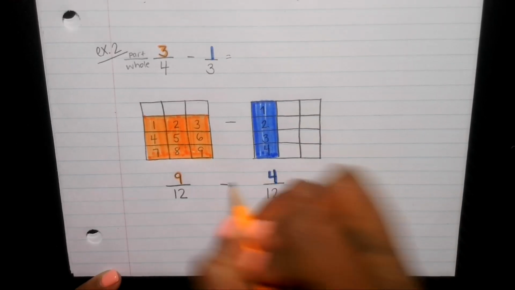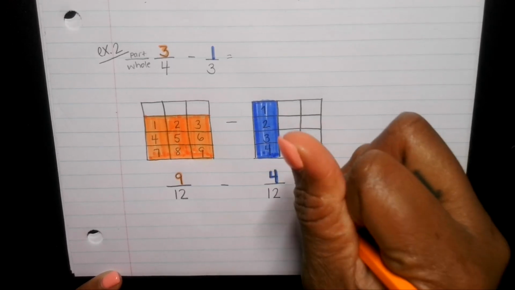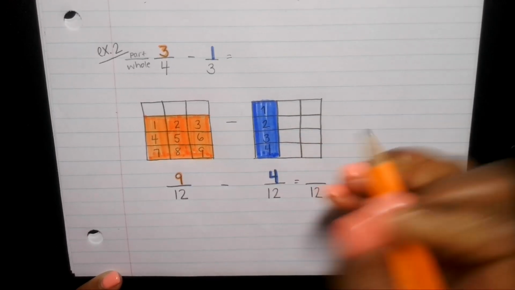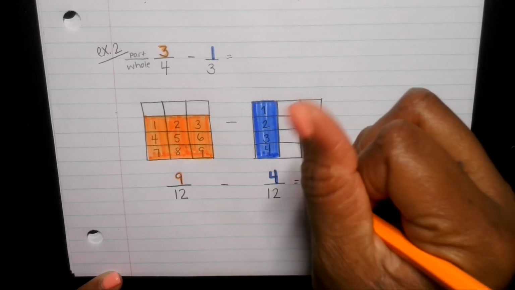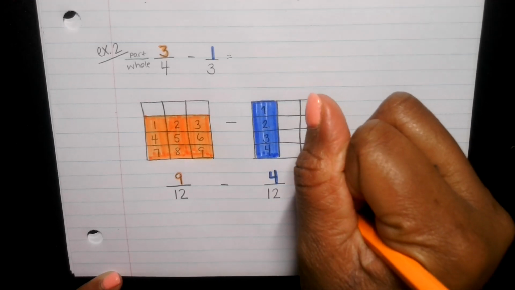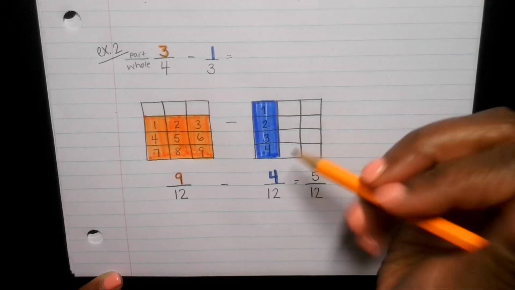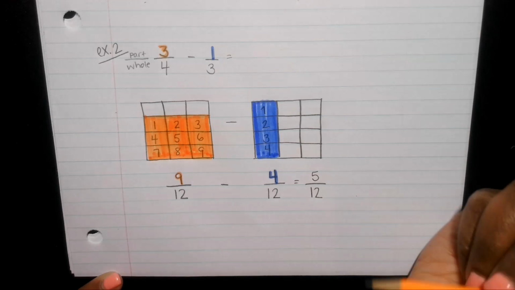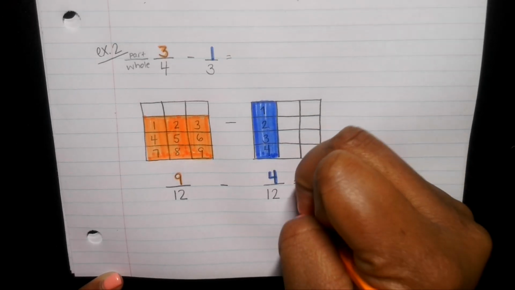Next, we're going to subtract. Anytime we subtract fractions, we have to keep the same denominator. The denominator is 12. 9 minus 4 is 5. So now we have a total of 5 shaded parts out of 12. And this is our final answer.